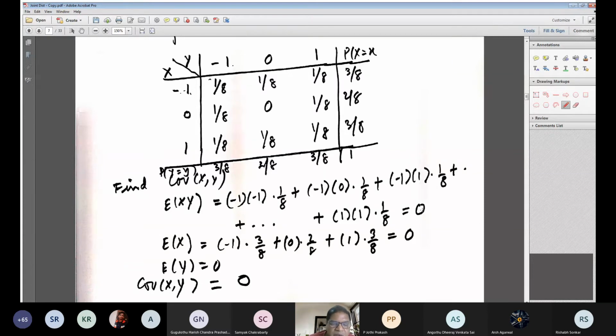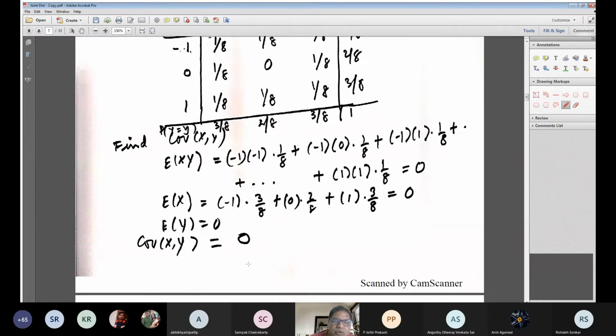Similarly, how do we calculate E of x? We know the marginal probability of x. So x takes value minus 1, 0, 1. Corresponding probabilities are 3 by 8, 2 by 8, 3 by 8. So it is coming 0. E of y is also coming 0. So covariance equals 0.